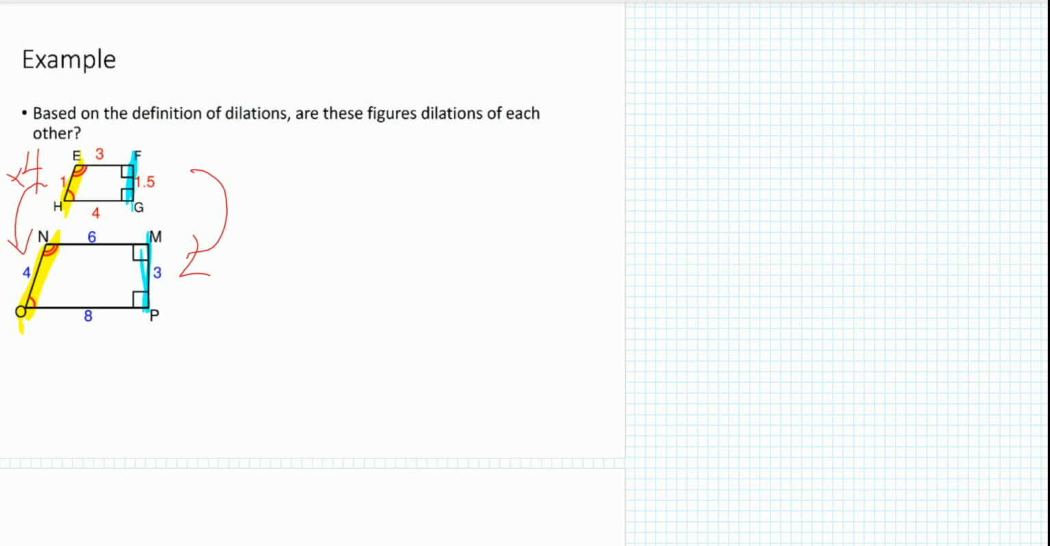So if I go ahead and I do 1.5 to 3, that scale factor is actually going to be times 2. So if you notice, scale factors are different. What this means is that these are not dilations, right? It is not a dilation. One is not a dilation of the other one. You can do this either the scale factor way, or like from the other example, we can create our proportions, which is what I'm going to do right now.